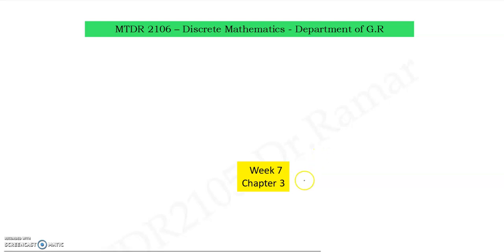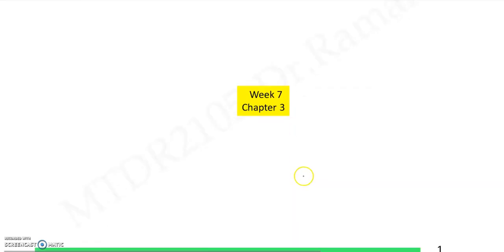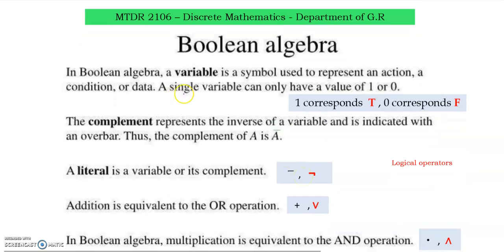Dear students, in this video we are going to see chapter 3, Boolean algebra. Now, what is Boolean algebra? In Boolean algebra, a variable is a symbol used to represent an action, a condition or data. A single variable can only have a value of 1 or 0. 1 corresponds to true, that is T, and 0 corresponds to false, that is F.